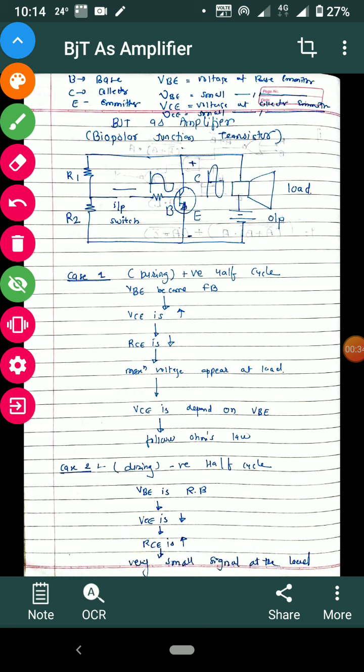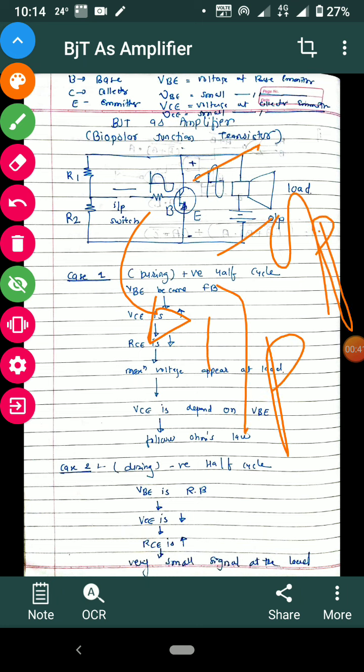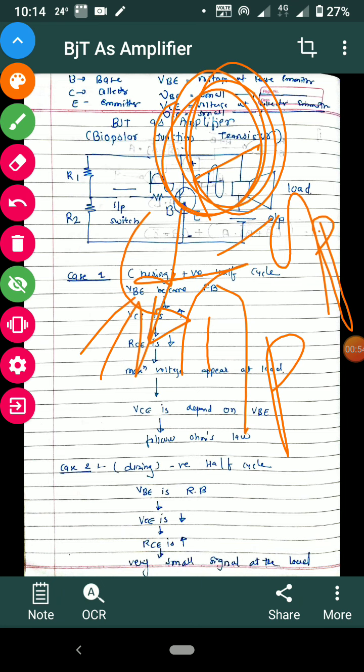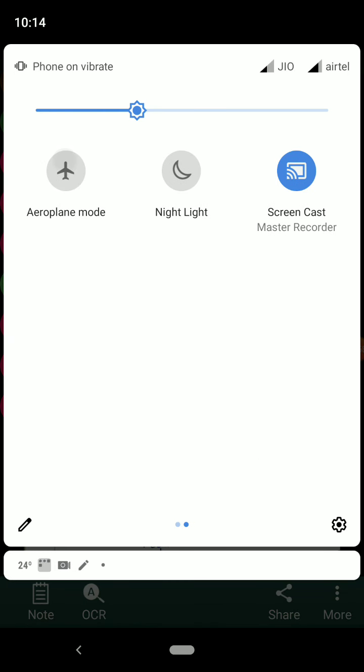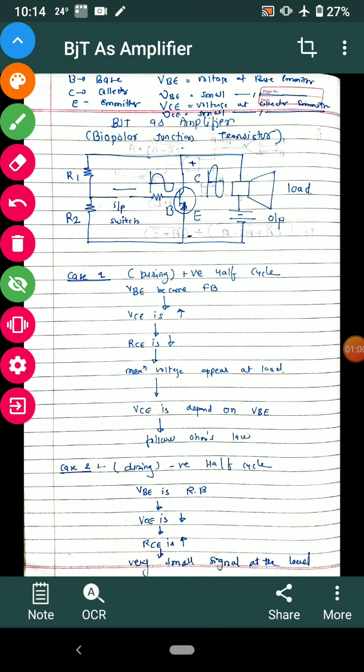This base is the input, and collector-emitter is the output. Generally, the output is calculated from the collector, and the emitter is always connected to ground. This is the final information of BJT as an amplifier.